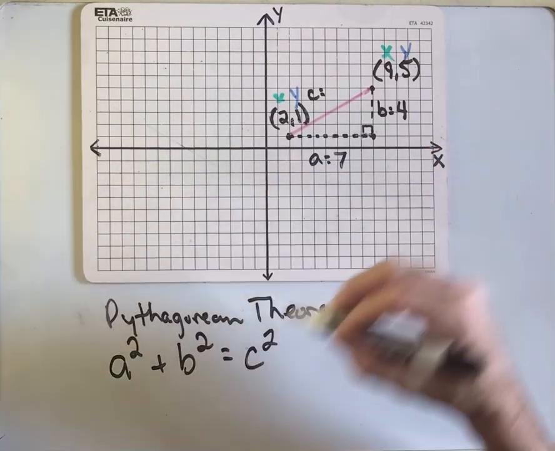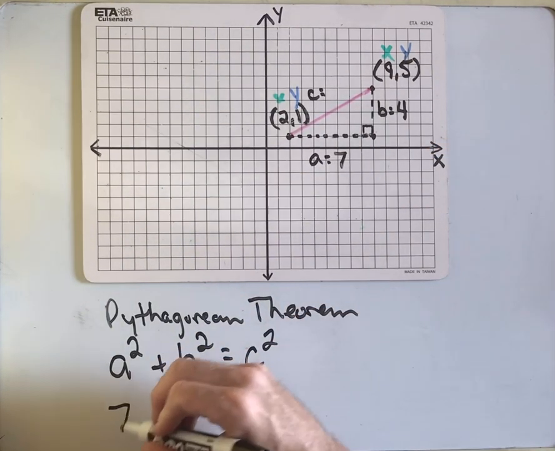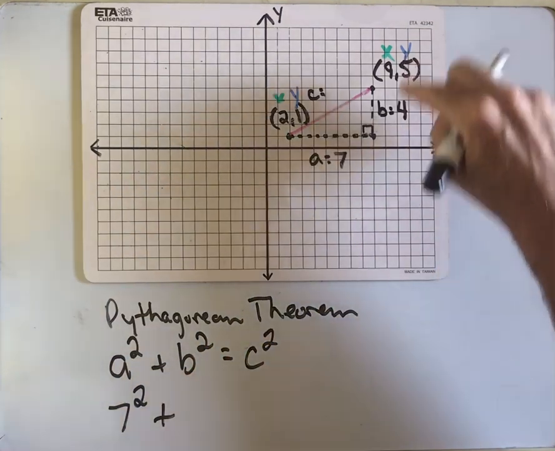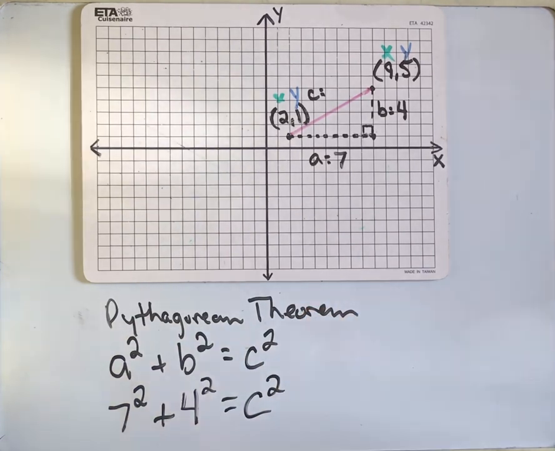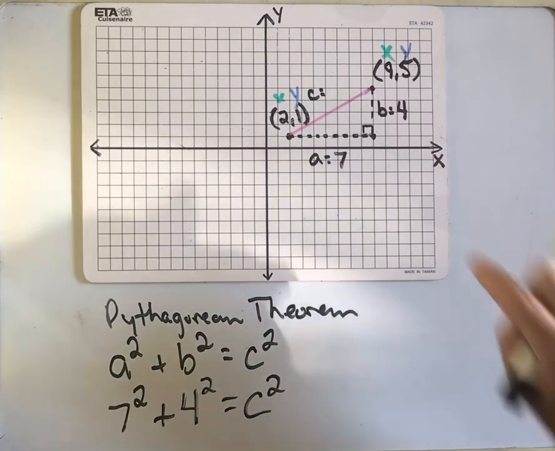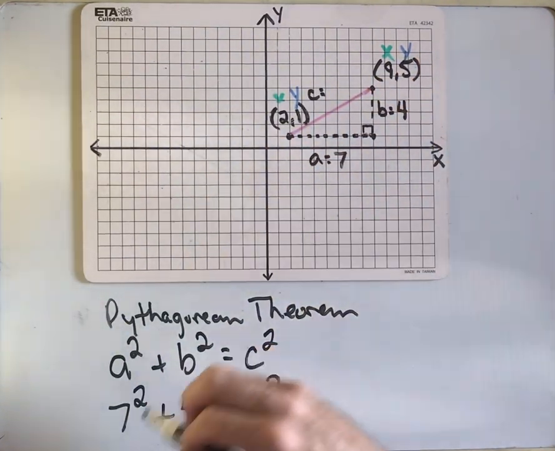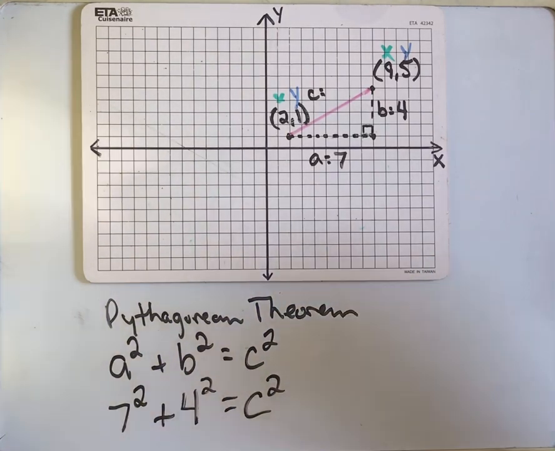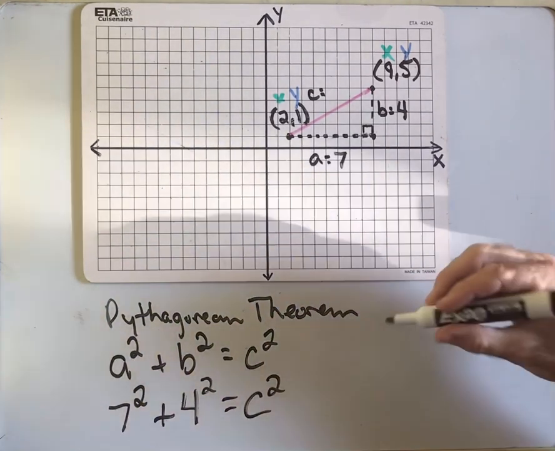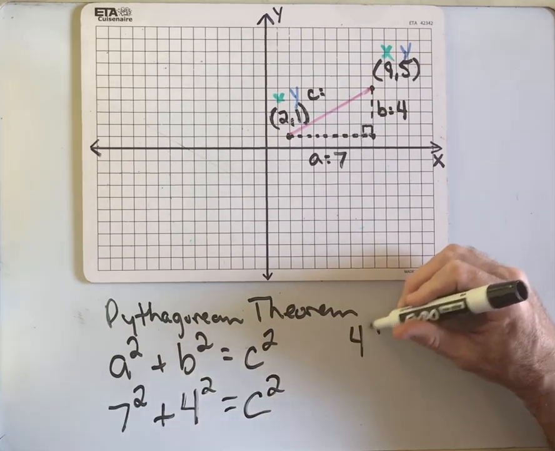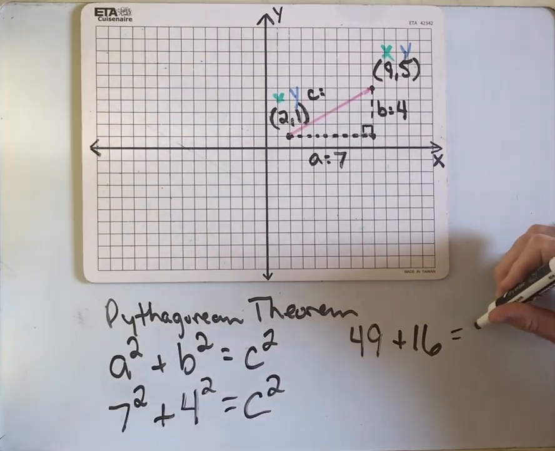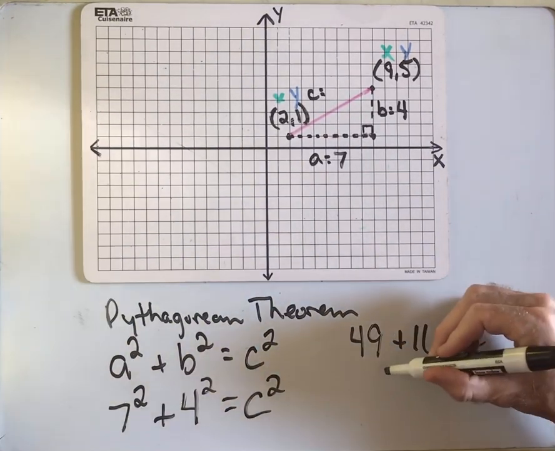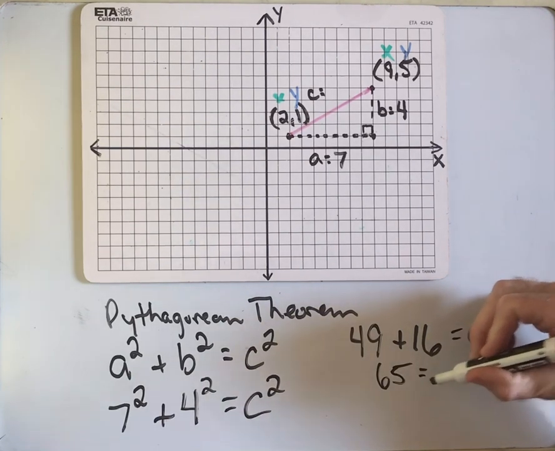Okay, so let's plug in our numbers here. A squared, so we've got 7 squared plus B squared, which is 4 squared, equals C squared. We're going to simplify this, and then we're going to solve for C, and that's going to tell us this distance. So 7 squared, you can use your calculator on this if you need to. I happen to know that 7 squared is 49, plus 4 squared is 16, equals C squared. 49 plus 16 is 65, equals C squared.